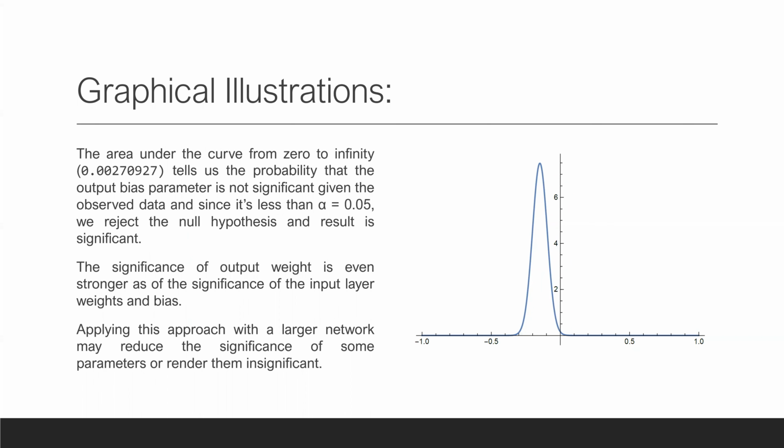For the graphical illustration, the area under the curve from 0 to infinity, which is 0.002, tells us the probability that the output bias parameter is not significant given the observed data. And since it's less than our alpha, which is equal to 0.05, we reject the null hypothesis, and the result is that the bias parameter is significant. The significance of the output weight is even stronger, as is the significance of the input layer weights and bias. And applying this approach with a larger network may reduce the significance of some parameters or even render them insignificant.